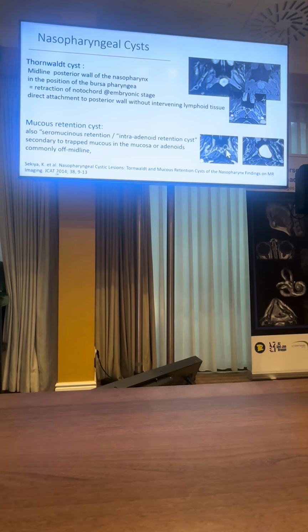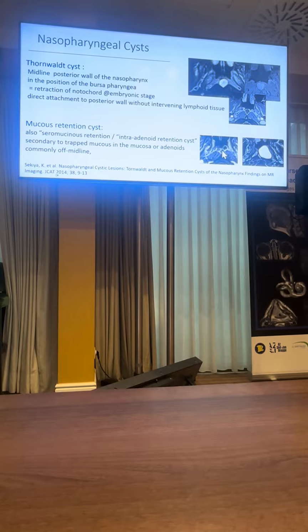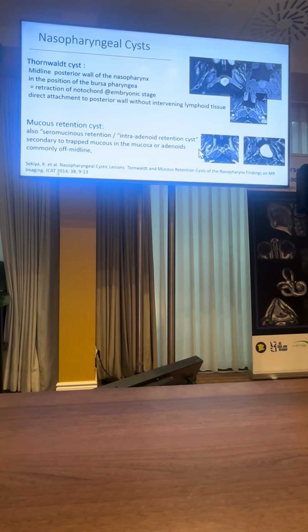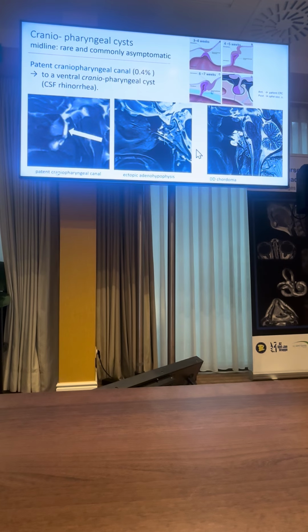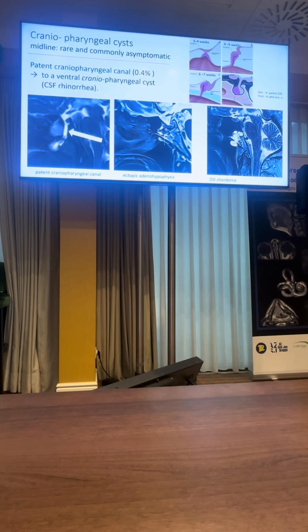If you have an off-midline location, and if there is, you see here, the mucosa and lymphatic tissue in between, it cannot be a Tornwaldt cyst. If it is off-midline with intervening soft tissue, this is a mucus retention cyst, so think of this differently. There is another cyst which has a pedunculated connection to the skull base, but it is very rare. We call this the craniopharyngeal cyst.